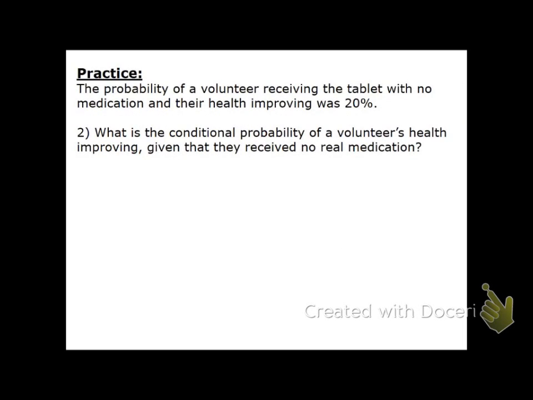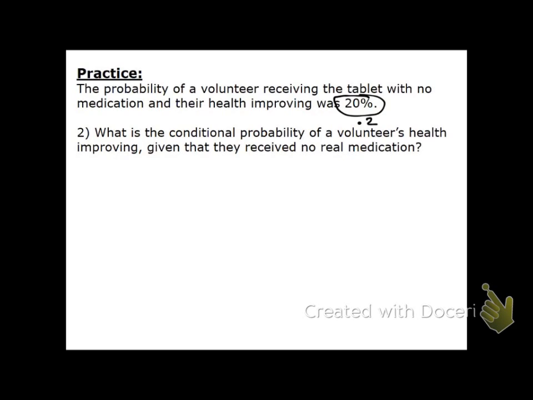Example 2. The probability of a volunteer receiving the tablet with no medication and their health improving was 20%. So this is important. In this case, it's 0.2 is our decimal version. What is the conditional probability of a volunteer's health improving given that they received no real medication?